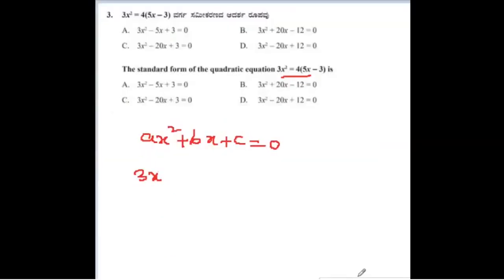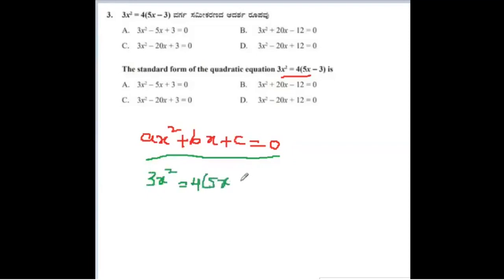Correct option is third. Question: the standard form of the quadratic equation 3x square is equal to 4 into 5x minus 3 is. We all know that the standard form of a quadratic equation is ax square plus bx plus c is equal to 0. So the equation they asked in the question is not in a standard form.